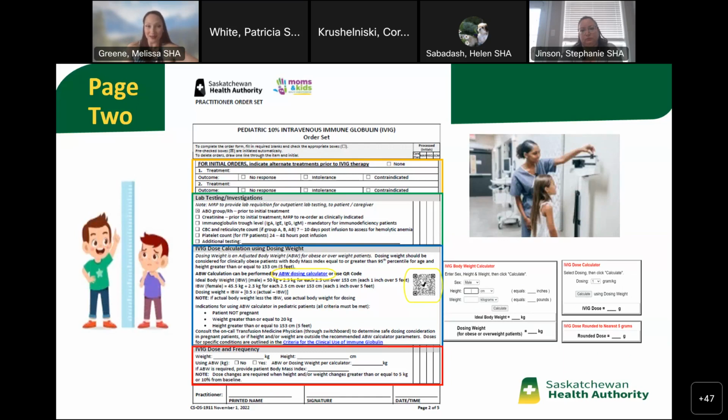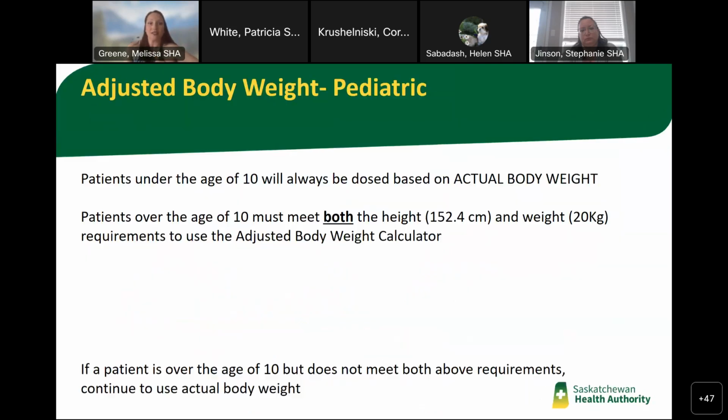So next on this page is the IVIG dose and frequency. This is where you're going to enter in the weight and height of the patient, and the dose will go here. On to the next slide.